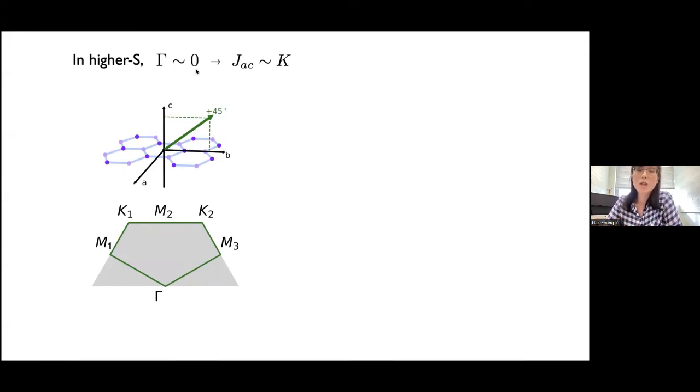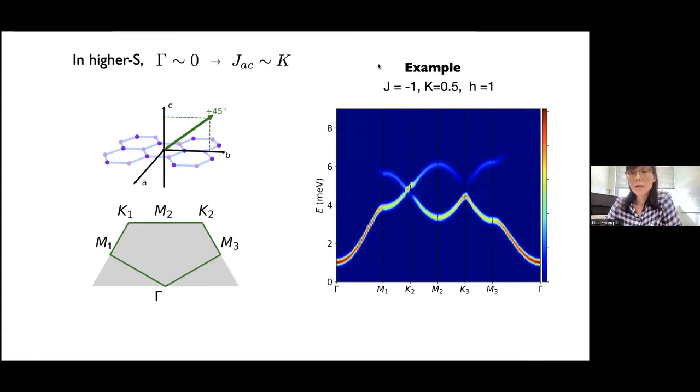They cancel out each other. Then JAC is solely the Kitaev interaction. An example like this, I have Heisenberg -1, Kitaev 0.5. You can see that M1 here, M3, these two are related by the C2A. In fact, those two will have a different energy here.